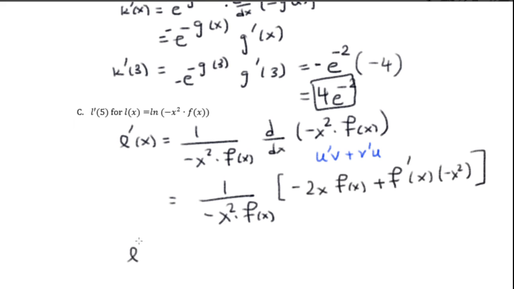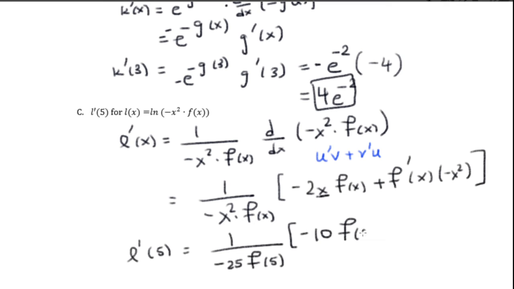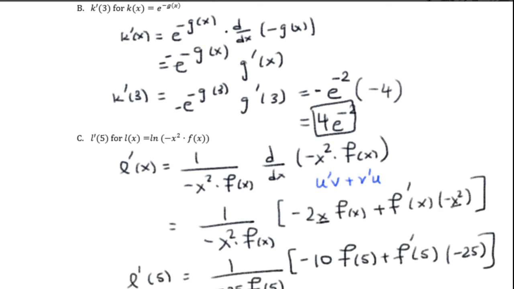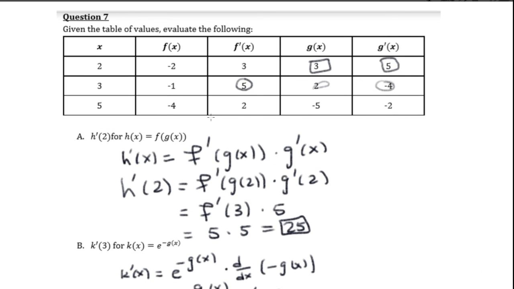Okay, now I want to plug in x equals 5. So it'll be 1 over negative 5 squared, which is 25, times f of 5. And then here I'm going to plug in x equals 5, so negative 2 times 5 is negative 10, times f of 5, plus f prime of 5. And then plugging x equals 5 here, we get negative 25. So now I have to look at the table to find what f of 5 and f prime of 5 are. Let's see, f of 5 is negative 4, f prime of 5 is 2.